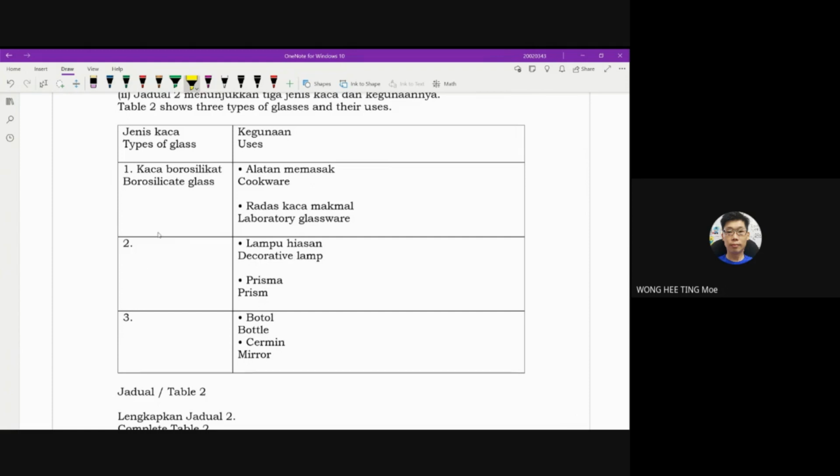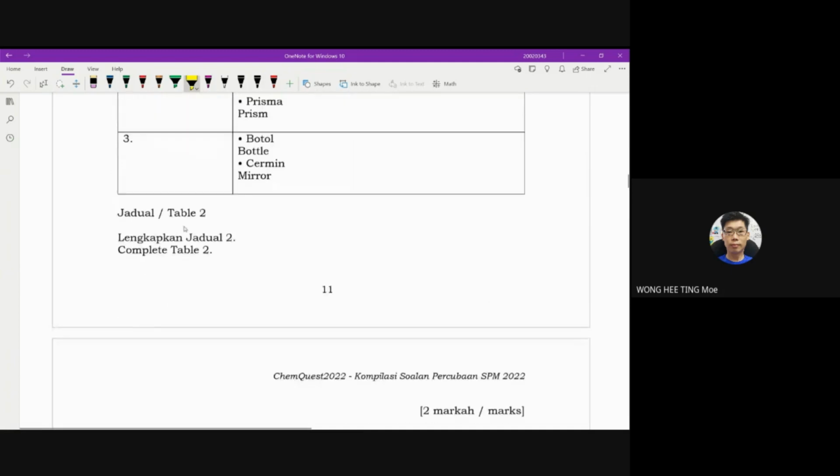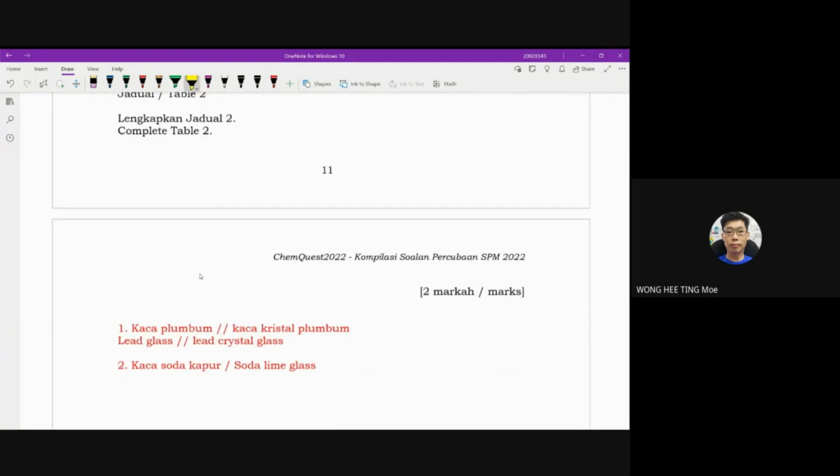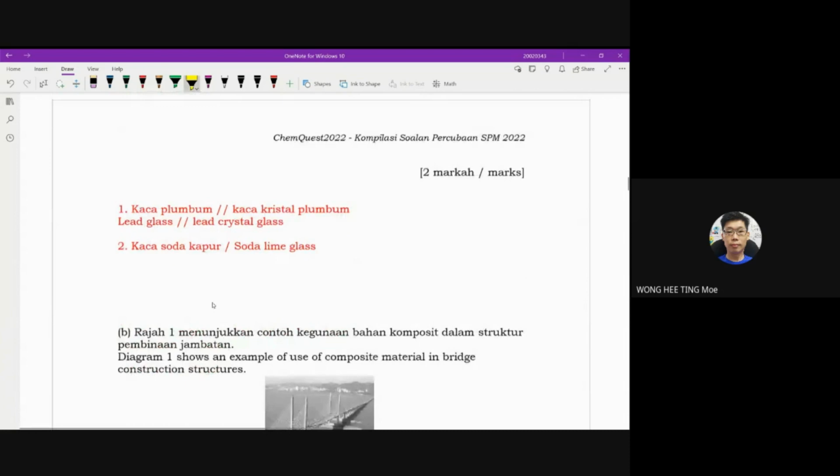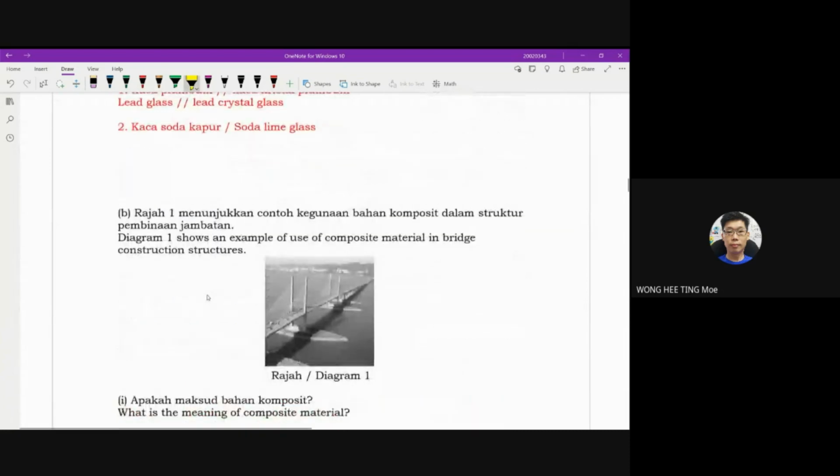So number 2, decorative lamp and prism. What is the type of glass here, the second one? Lead glass, or lead crystal glass. Number 3 is soda lime. Yes, soda lime glass. Very good. Correct. Okay, B. The diagram shows an example of use of composite material in bridge construction structures.